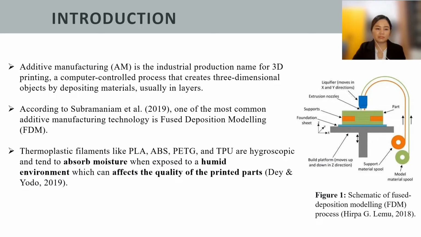Introduction. Additive manufacturing (AM) is the industrial production name of 3D printing, a computer controlled process that creates three-dimensional objects by depositing materials, usually in layers. According to Subramaniam and others, 2019, one of the most common additive manufacturing technologies is fused deposition modeling (FDM). Other than that, thermoplastic filaments like PLA, ABS, PETG, and TPU are hygroscopic and tend to absorb moisture when exposed to a humid environment, which can affect the quality of the printed parts.